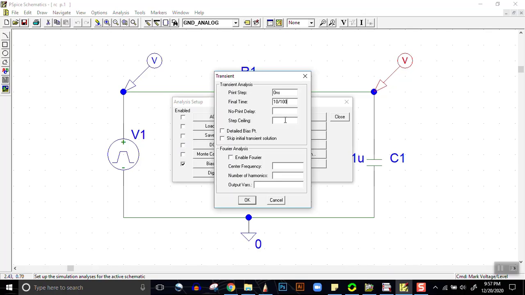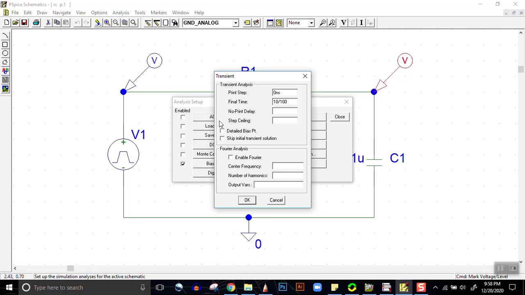It's okay if you don't put other things, but this step ceiling, it's not strictly necessary, but it's recommended that you put it really low. Why do you want to put it very low? Because this is the value which will be the maximum difference between the time of taking two values. So if this value is low, the curve will be smooth. If this value is high, then the curve would not be really smooth.